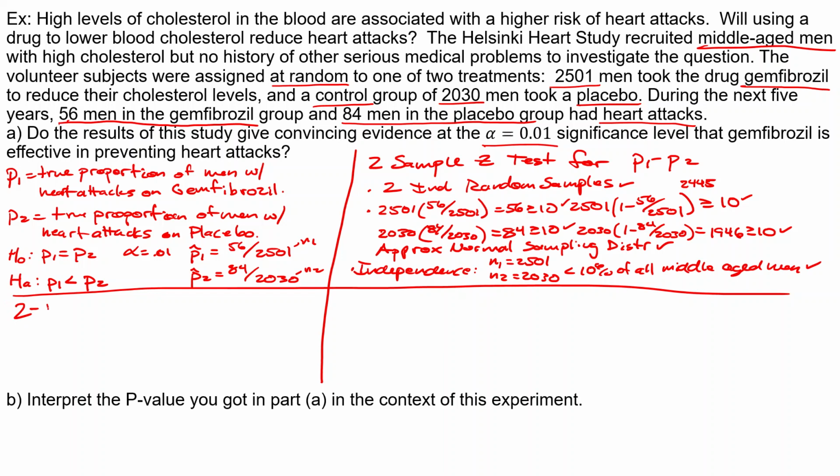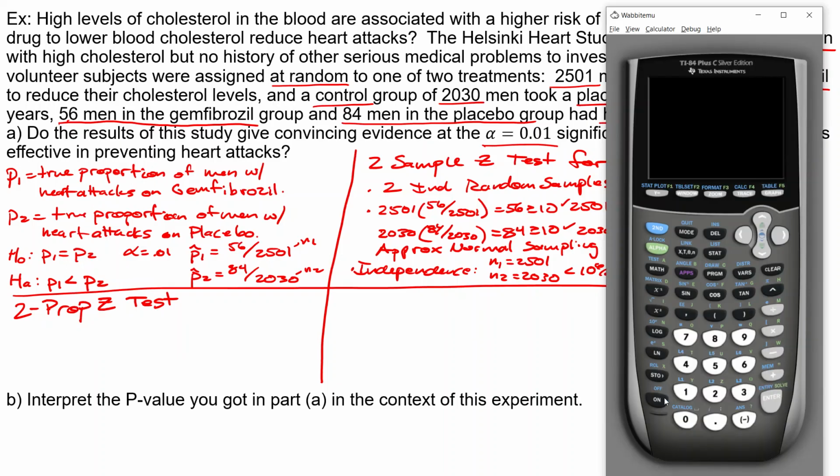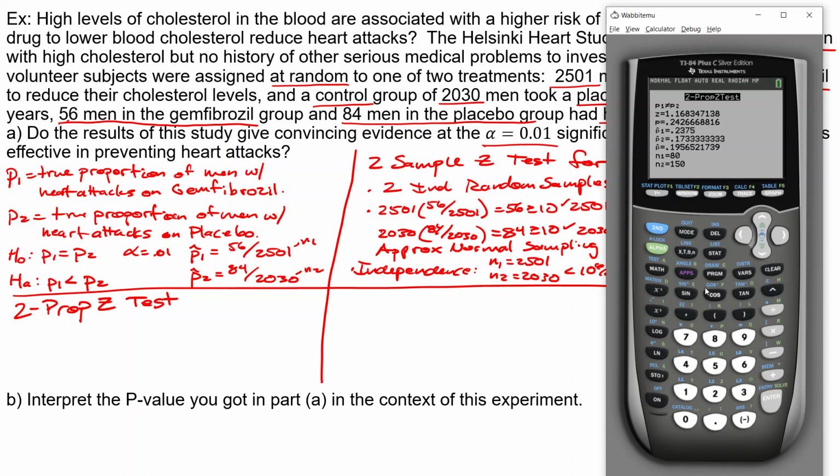All right, and then we've got a two proportion z test that we're going to do on our calculator. So we just got to put in the numbers here, and it's been so long our calculator has already turned off on us. All right, so 2-PropZTest, there it is. We've got 56 out of 2501, and then 84 out of 2030. And we want to know, is p1 less than p2? So we want less than p2, and calculate.